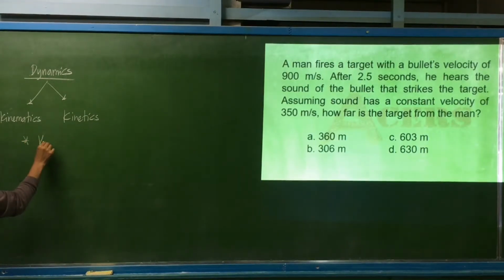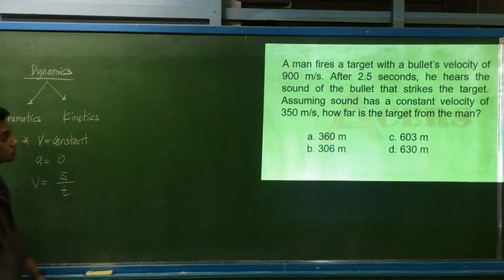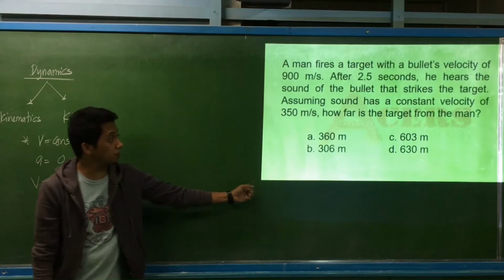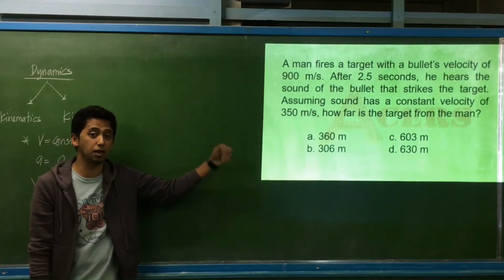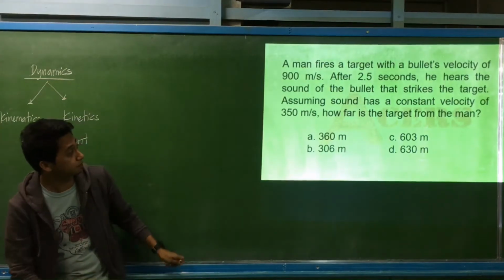A simple case of dynamics, or objects in motion, is when we have a constant velocity. If the velocity is constant, the acceleration is equal to 0. That makes the equation of velocity simply equal to the distance, using S for distance, over time. Just like our example, this is a board exam for civil engineering from November 2010. Let's try this one.